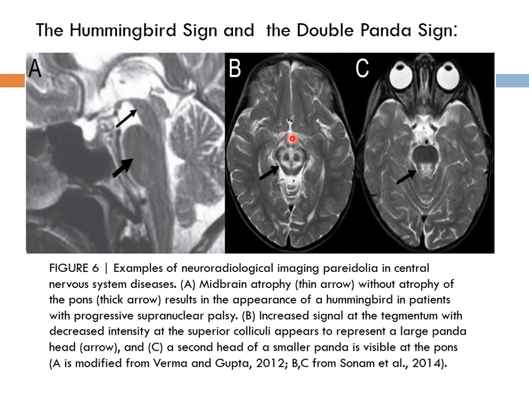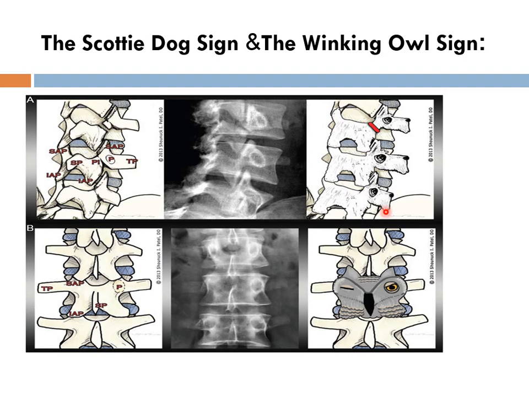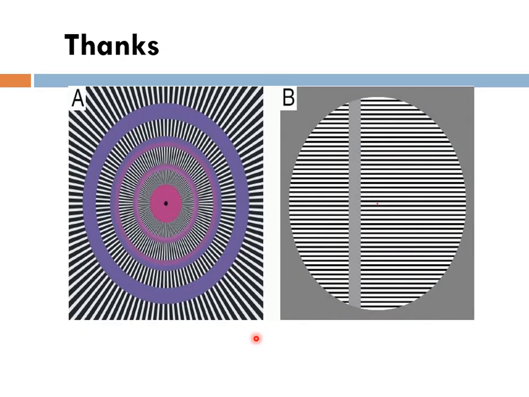Another example is the double panda sign. We have a big panda, then a small panda. It occurs in situations like Wilson disease and others. We have the Scottie dog, the pars interarticularis fracture. And there's a winking owl sign when one of the pedicles disappears, fractured. It means metastasis mostly, like an owl winking. Winking owl sign. Metastasis. You have to be delusional to see it.